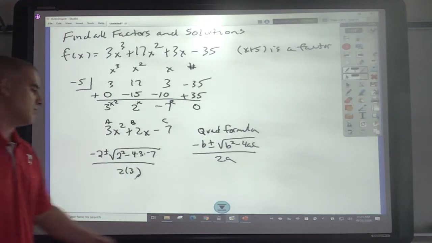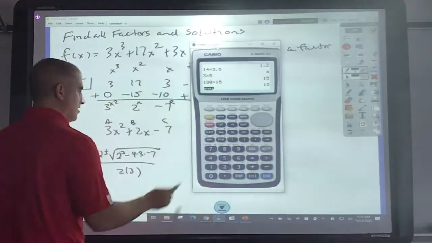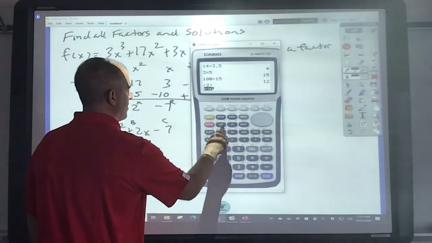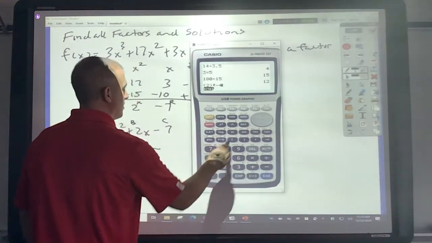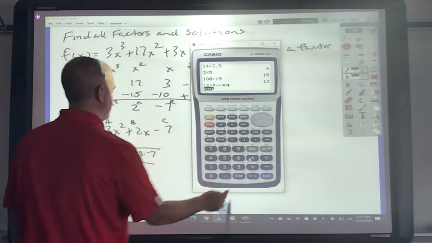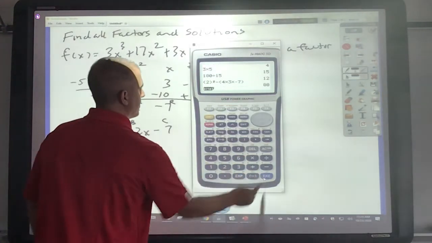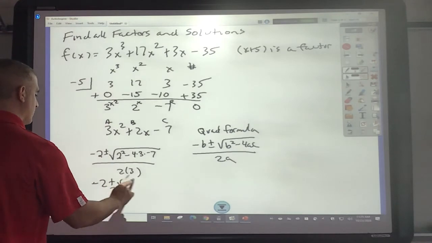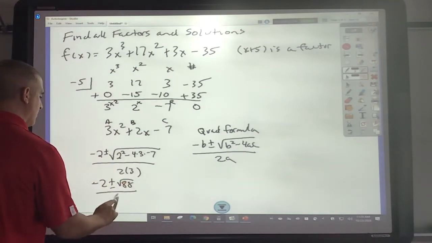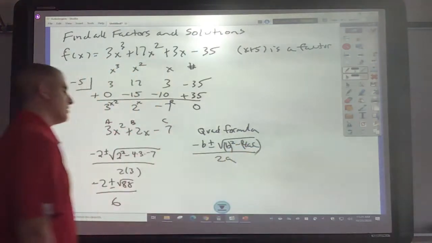Now, what you do with the quadratic formula is go ahead and figure out the numbers underneath, okay? So I got 2 squared, always put parentheses around that, okay? Minus 4 times 3 times negative 7, okay? So I would get, for an answer, 88, okay? So I got negative 2 plus and minus the square root of 88 all over 6, okay? So you want to have parentheses here and parentheses here, okay?